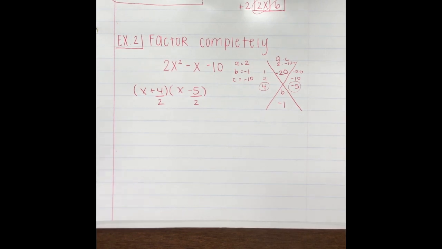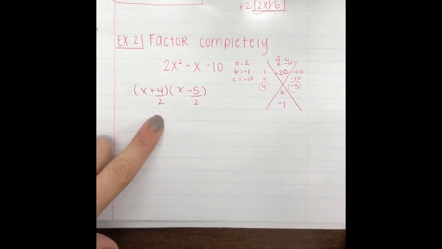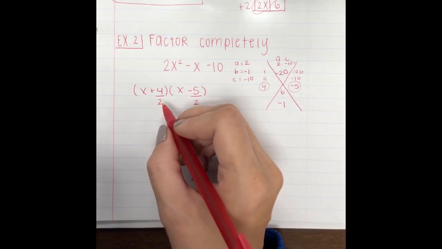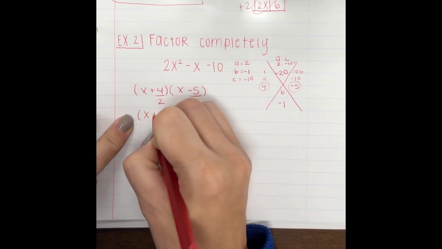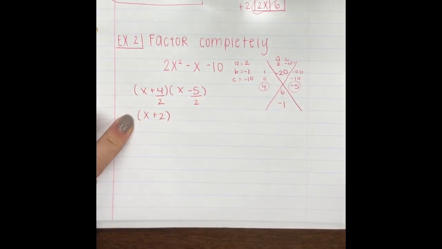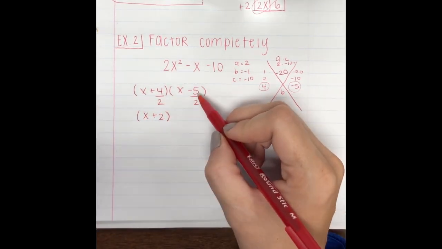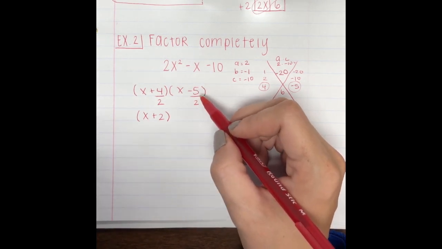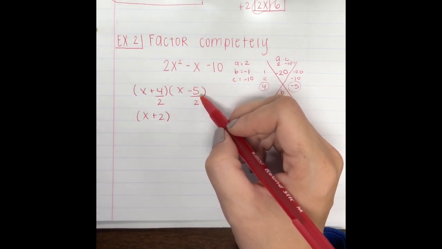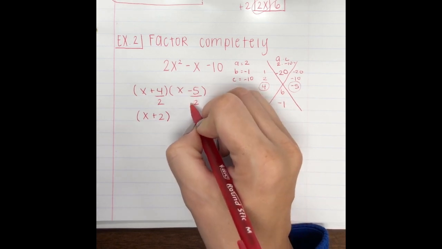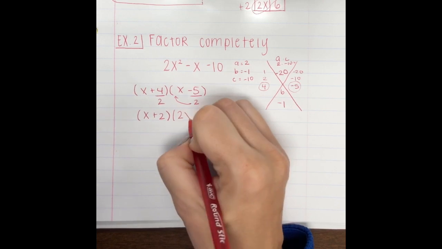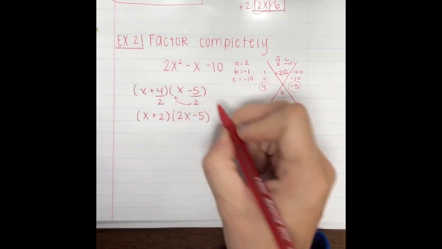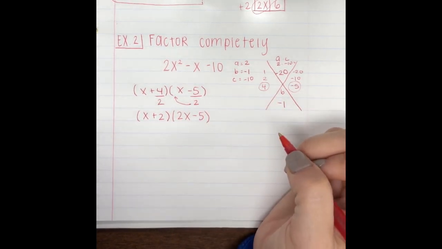Okay, this is called slide and divide. So we're going to simplify if we can. So we have x plus 4 divided by 2. 4 divided by 2 gives us x plus 2. And then this can't simplify, and if you divide it, it's not a whole number. So what we do is we're just going to slide it to the front. So we're going to say 2x minus 5, because we couldn't simplify this.